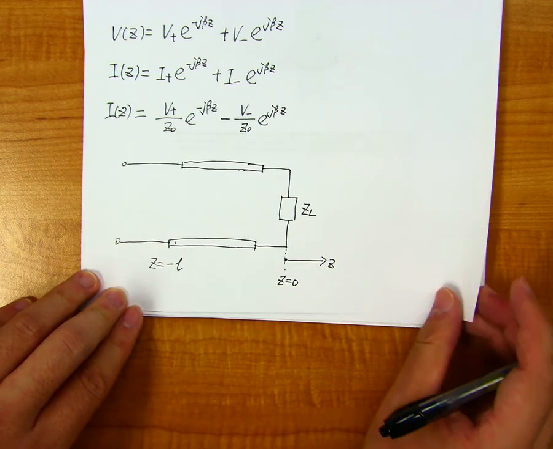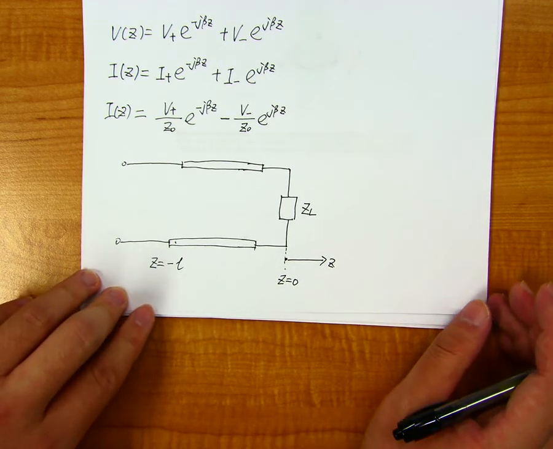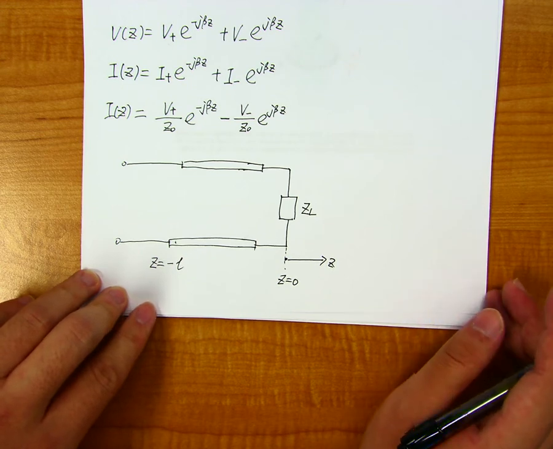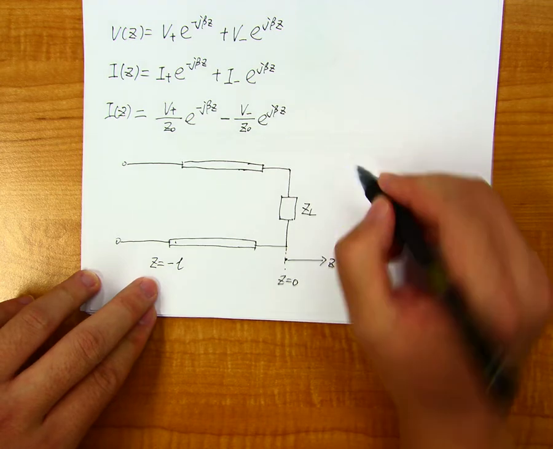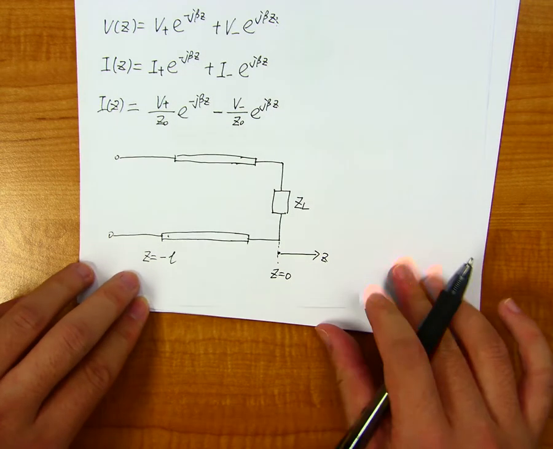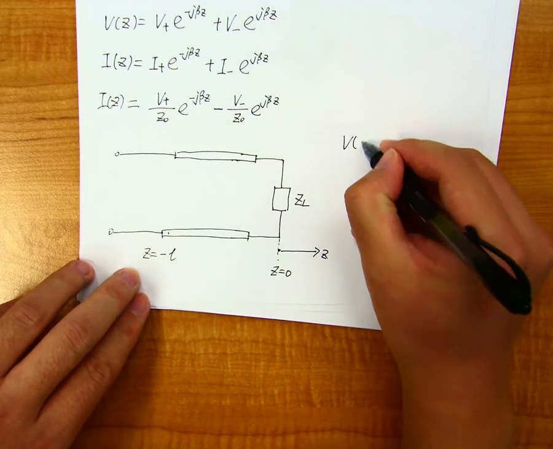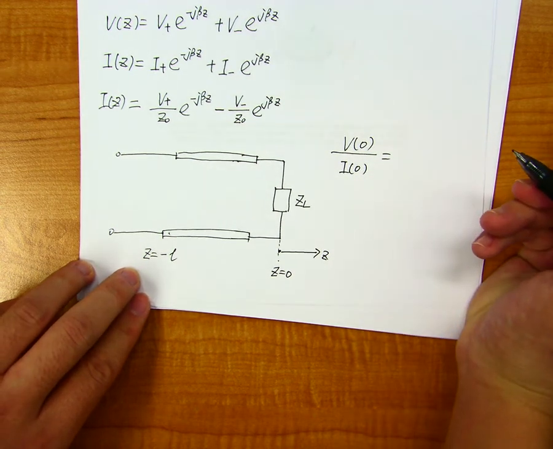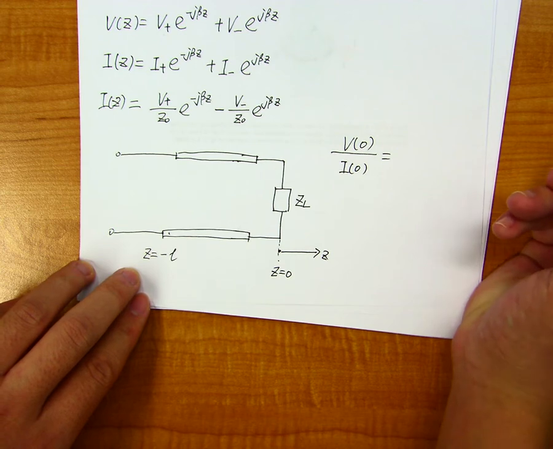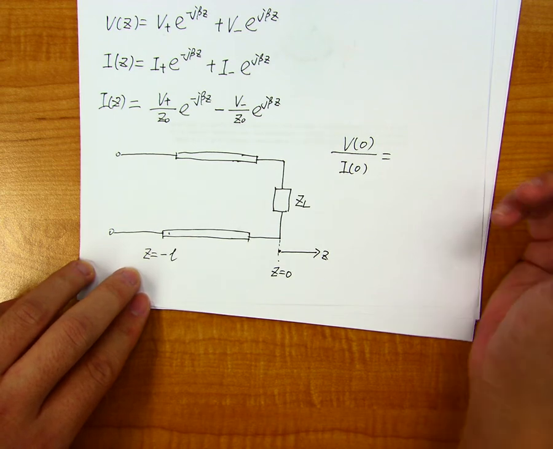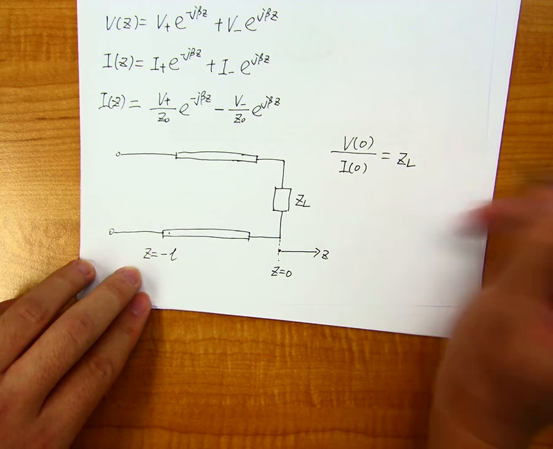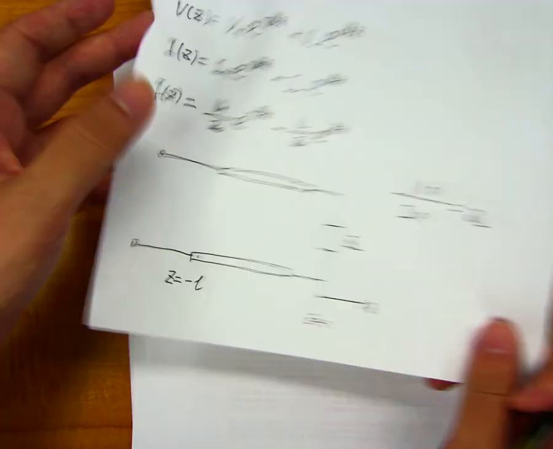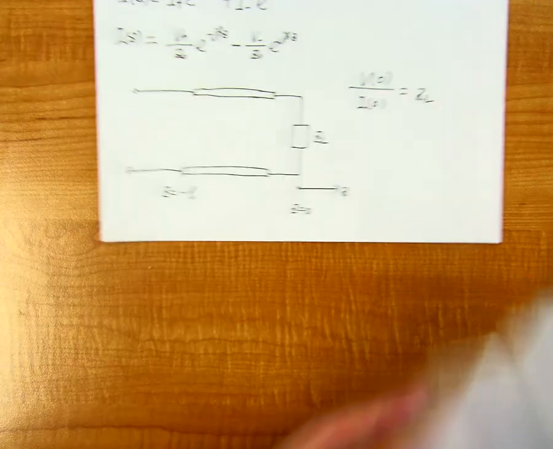Okay, so now we have a new condition from the VI relation of the load. Since here is z equals 0, V0 over I0 must be equal to ZL, right? So we need to take into account this new condition we have here.